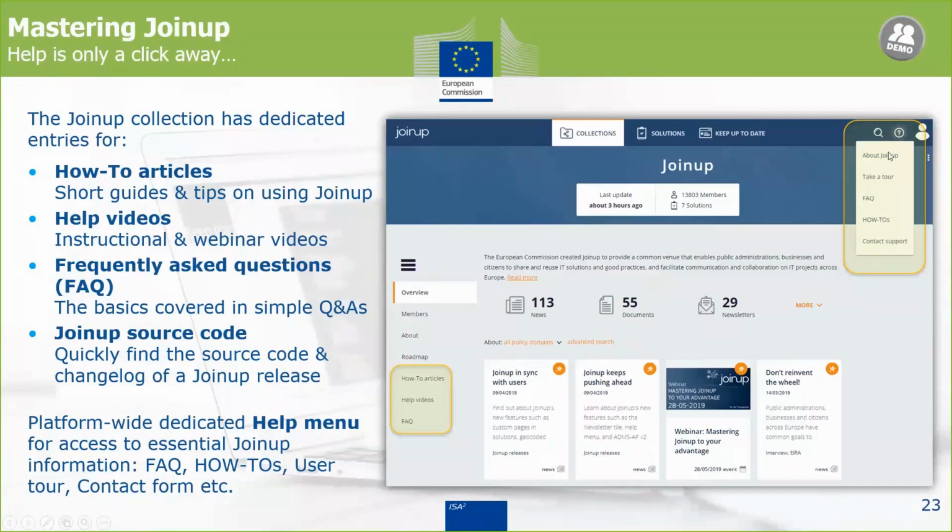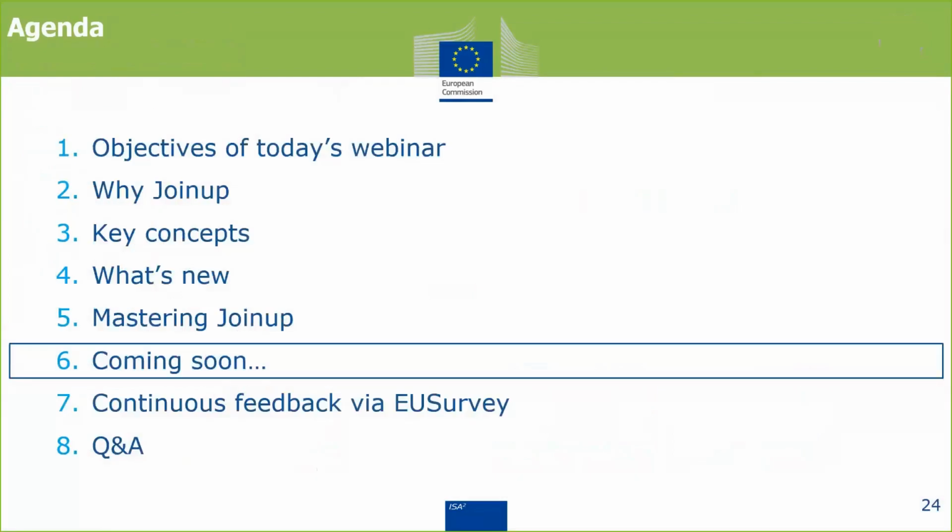About Joinup, where you can get some information, and of course the take a tour. This is the user tour, which can quickly show you what you can do in a collection or on some main pages of the platform. And we're constantly updating all this material, so you will find new stuff each time. What I would suggest is, since we have RSS now, go to this Joinup collection and subscribe to our RSS feed. That's the ideal way to get all the latest information once it's available.